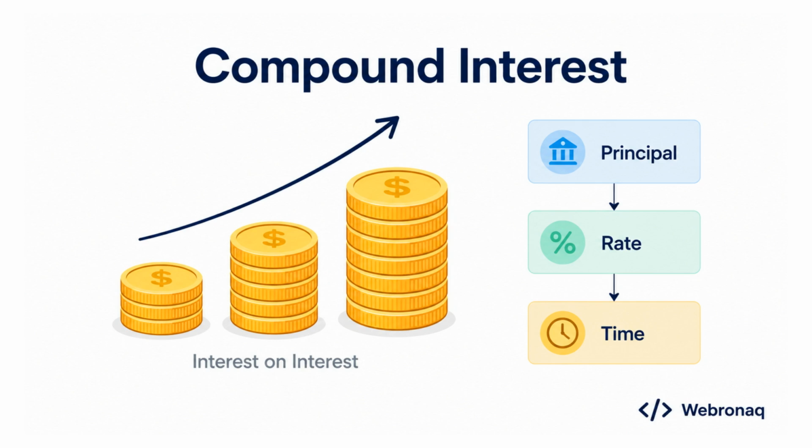The idea is simple. You put some money in. It earns interest. That interest gets added to your money, and next time, the interest is calculated on the new, bigger amount. So your money earns interest on the interest it already earned. From a computing point of view, this is just a formula with 3 inputs and 1 output. Principal, rate, time in, final amount out. Let us turn that into code.